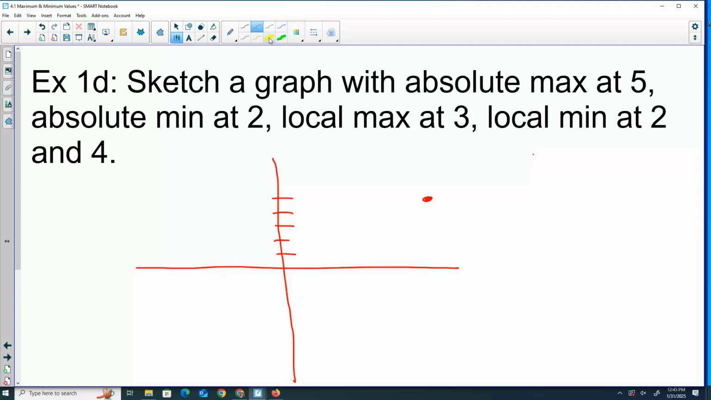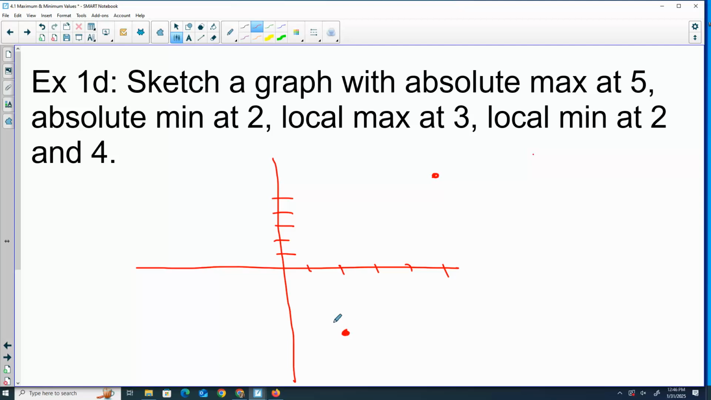I said an absolute max of 5. That's not what it said. What did it say? At 5. If I read the words on the paper instead of the words in my head, it helps, right? So I said at 5. When x is 5, we have our high point. Did I tell you what the high point was? No, it's just somewhere. And my lowest point is when x is 2, because I said at 2, not of 2. There's a difference. Weird.